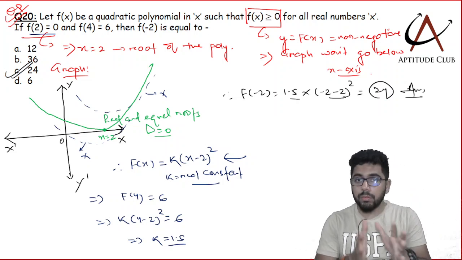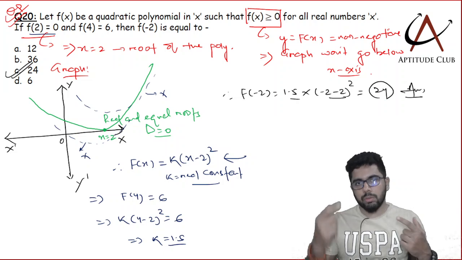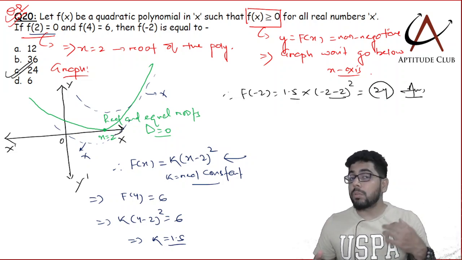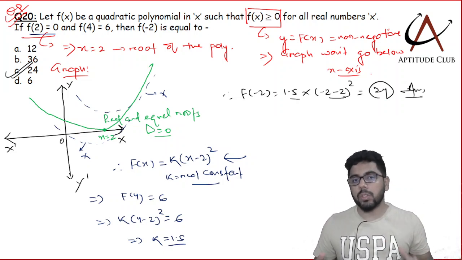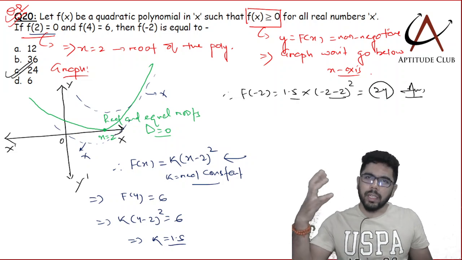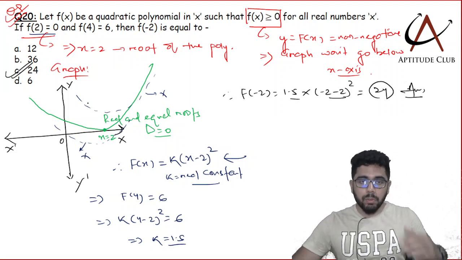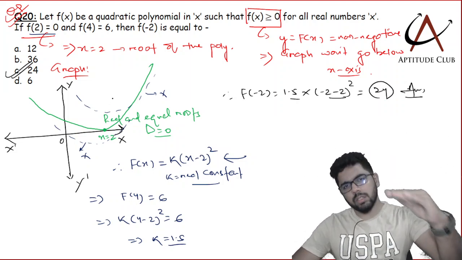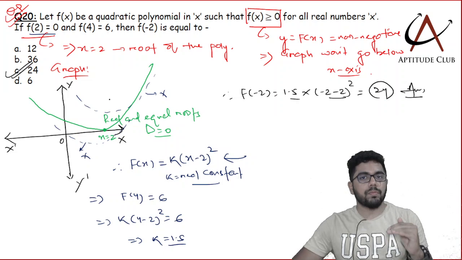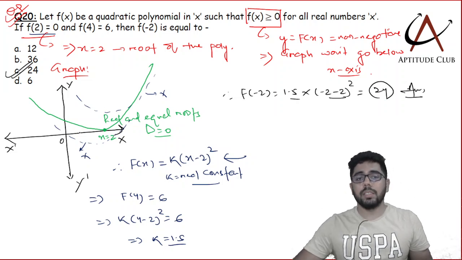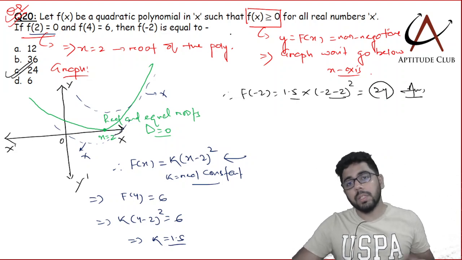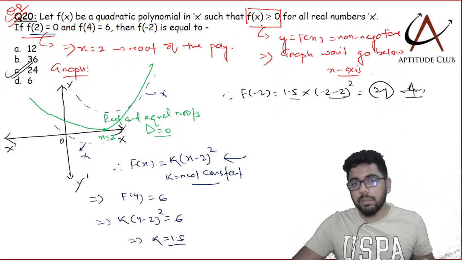The moment you read f of x is greater than or equal to 0, it should come to your mind that okay, discriminant cannot be negative. No, sorry, cannot be positive. Discriminant either it is negative or 0. That means my graph will be constantly above the x-axis, or it will just touch the x-axis. It cannot go below, because to have real and distinct roots, it has to go below the x-axis. The moment it goes below, f of x will be negative. But here f of x is definitely greater than or equal to 0.